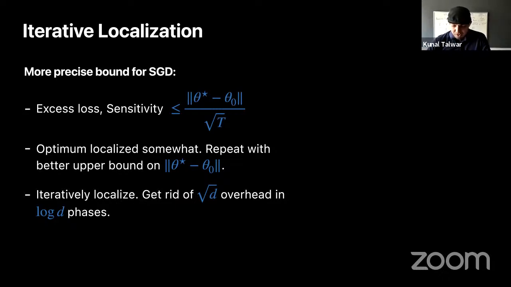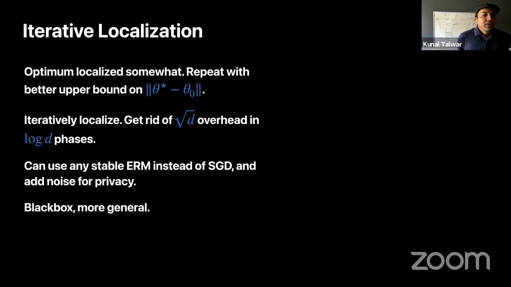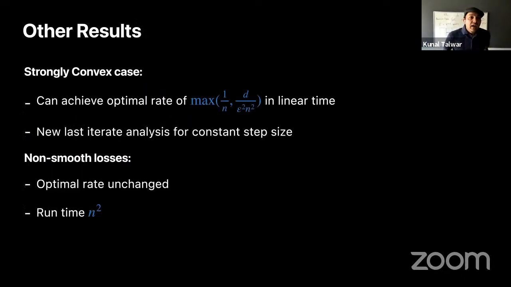And the nice thing about this approach is that it's not restricted to SGD. You can use any stable ERM algorithm instead of SGD, and add noise to get privacy. And this gives us a more black box algorithm, which is more general. I probably won't have time to say much about this, but this iterative localization turns out to be useful in other geometries as well, not just in the L2 case. So it allows us to do more.